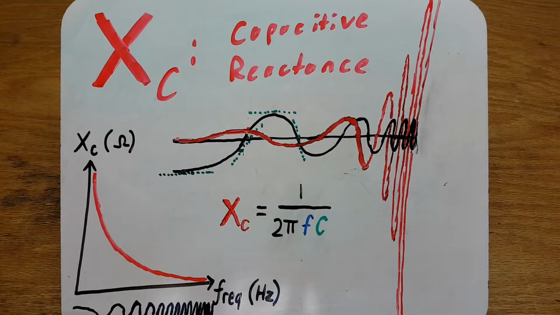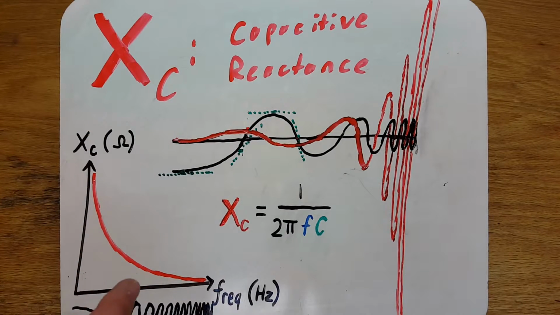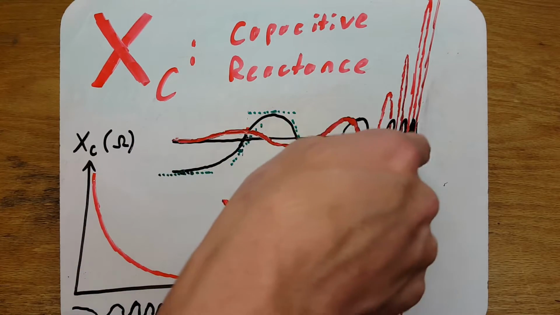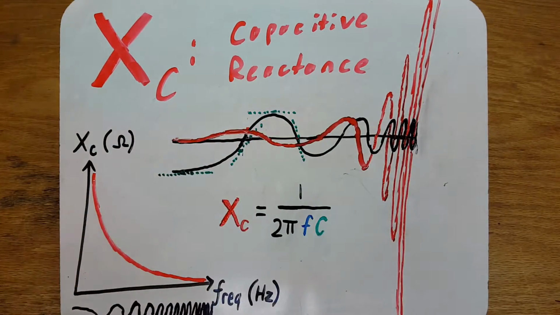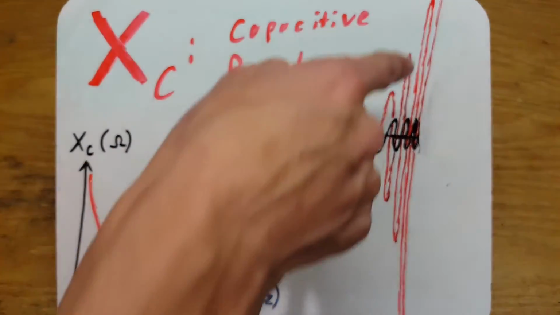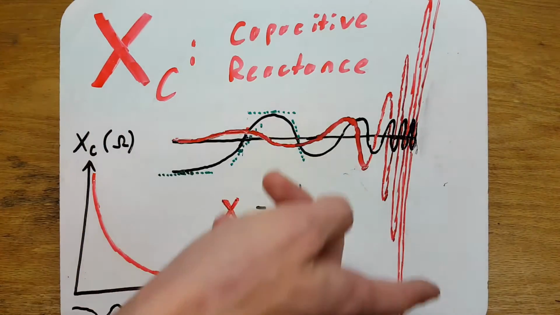Alright, now let's take a look at capacitive reactance. The black curve represents our voltage over time. It's just a sinusoidal wave where the frequency increases as we go that way. And the red curve represents the current through the capacitor. And you can see as we increase our frequency, the current through the capacitor just gets insane.